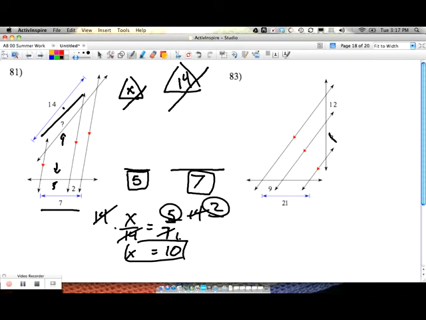Next. We are rolling here. We're going to call this question mark an x. So I have a short and a long. And then I also have another short and a long. This long piece here on the bottom is 21. This long piece here is 12 plus x. This short piece on the bottom is just x.